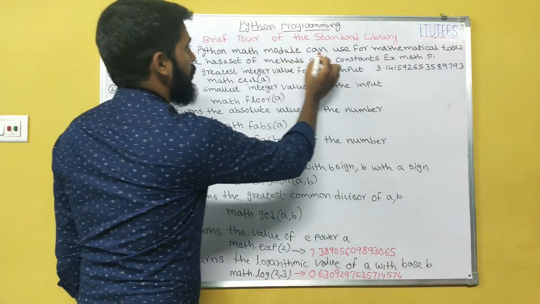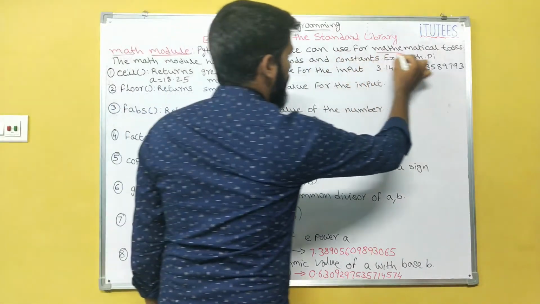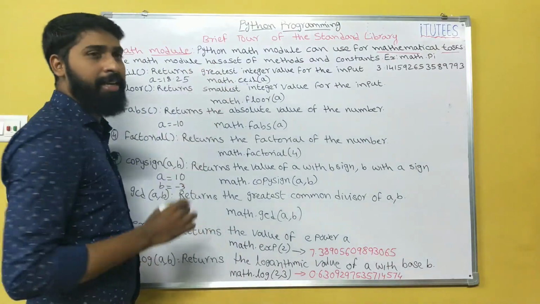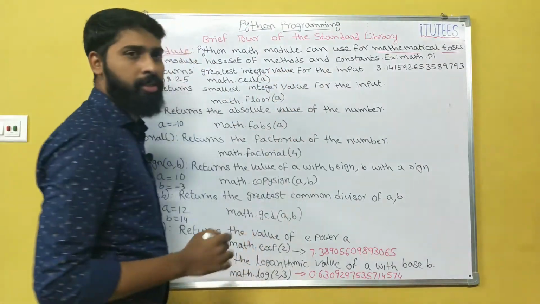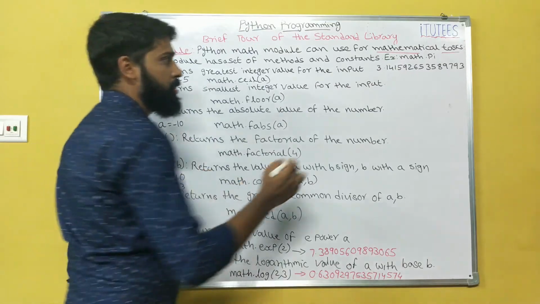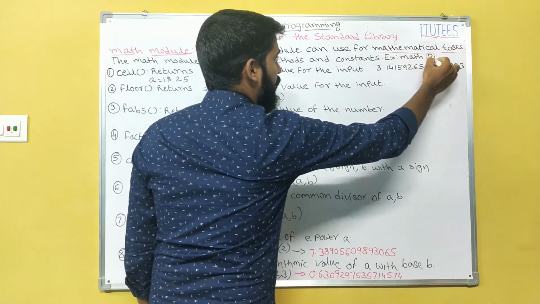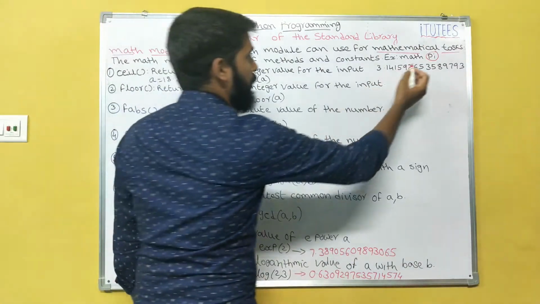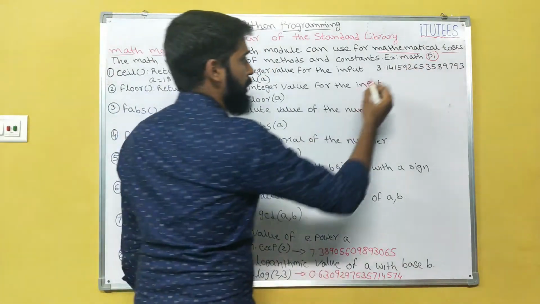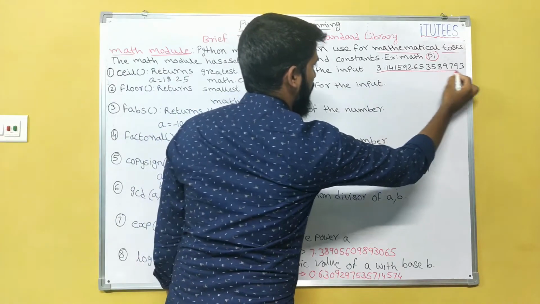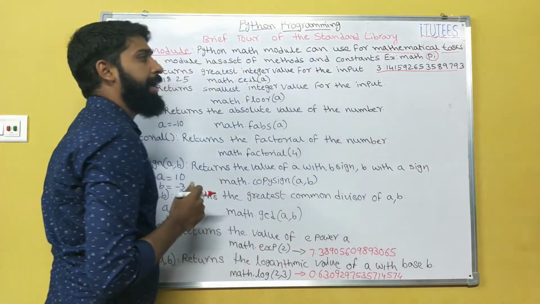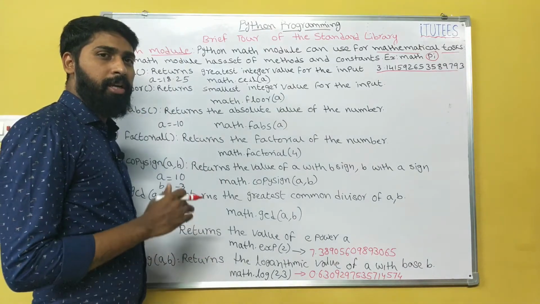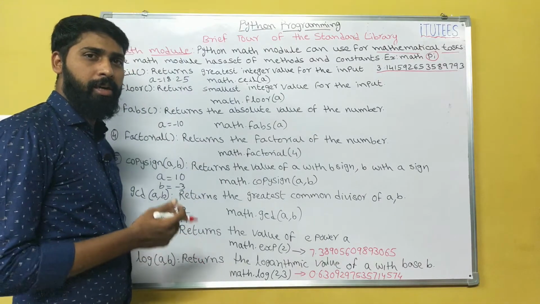The Python math module can be used for mathematical tasks. The math module has a set of methods and constants. For example, pi is a constant available in the math module. If you print math.pi, it prints 3.141592653589793 as output. Now we are going to see different methods available in the math module.